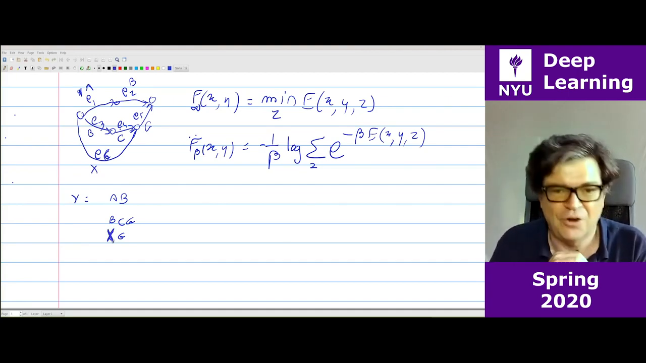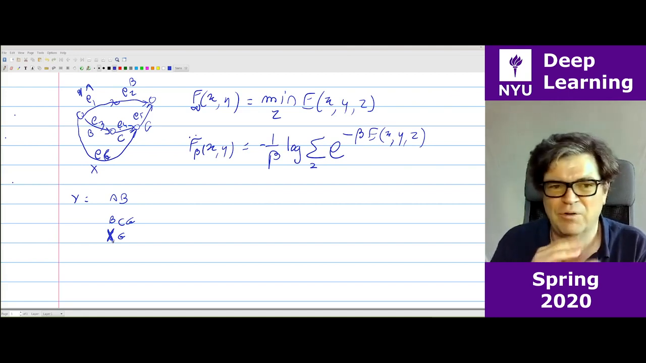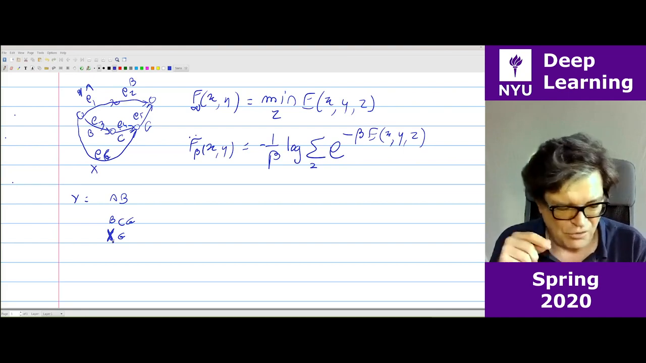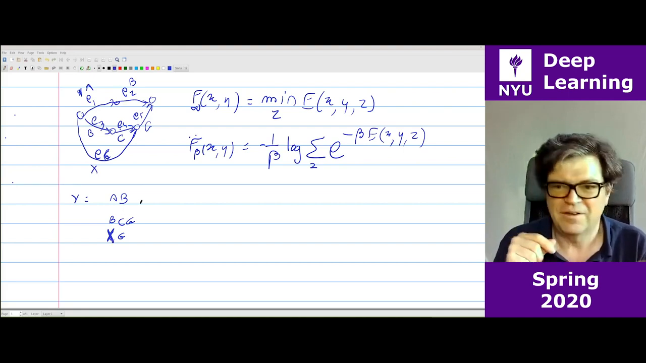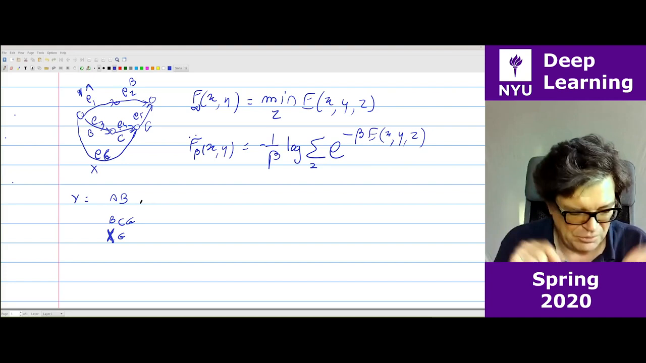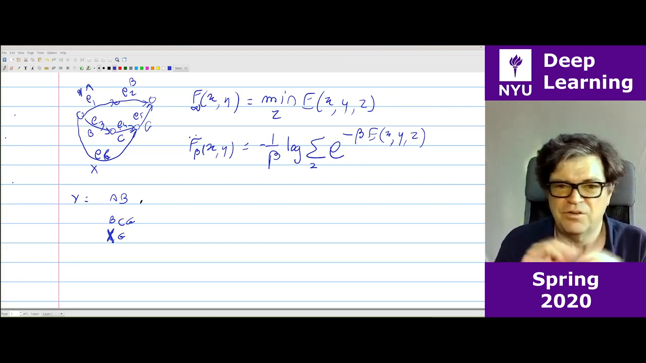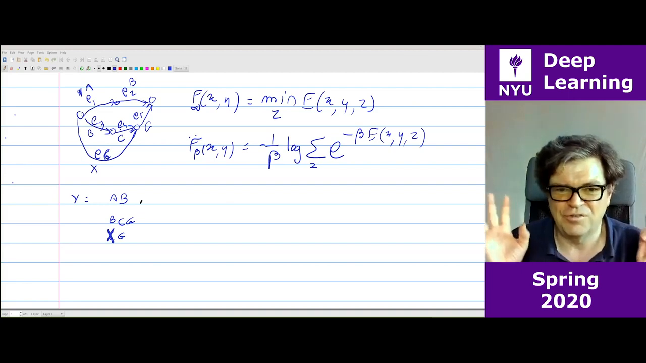Okay, those are the only three possible interpretations that can come out of that graph. And Z is which path you're taking. If Z is the first path, then the output will be AB. If Z is the second path, the output will be BCG, etc. Right, but this is not used for training. This is the energy function, used for inference.